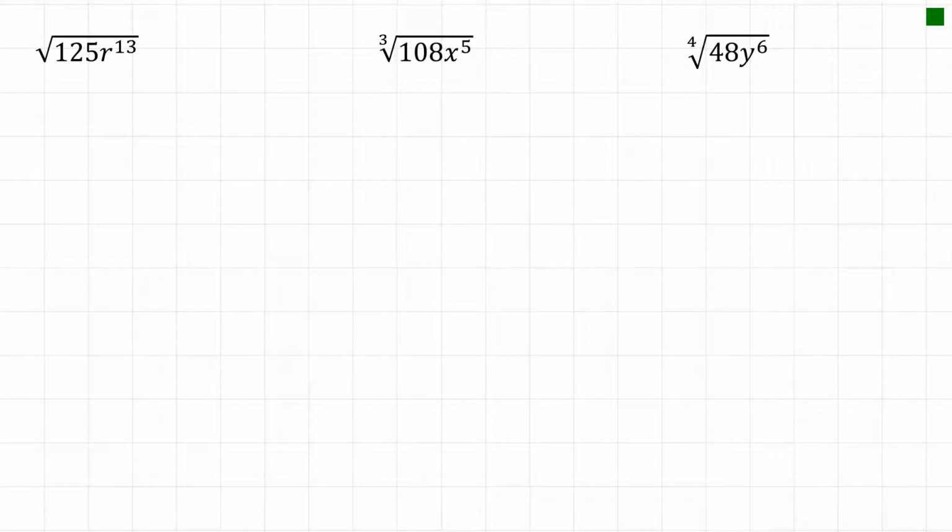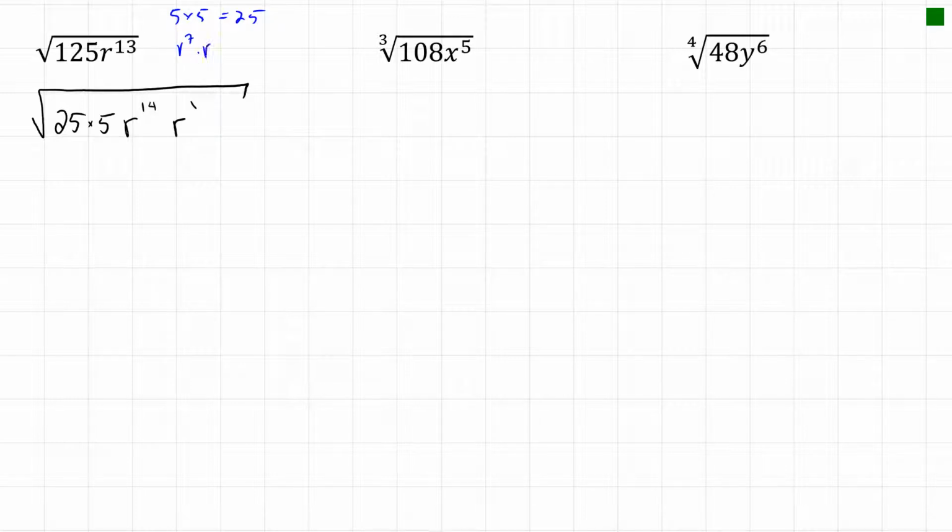So we're going to try to find the perfect squares in all of these questions. 125 is 25 times 5, and r to the 15th is r to the 14th times r to the 1. Now why are those two numbers important? Because 5 times 5 is 25, so that's an obvious perfect square. And r to the 7th times r to the 7th is r to the 14th, so also a perfect square.